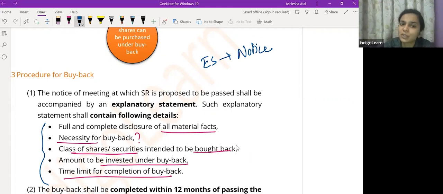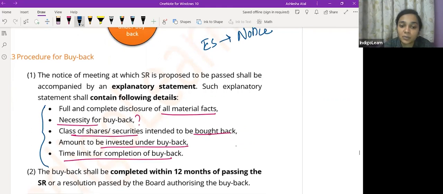So we'll have to give in all the details, we'll have to give in all the information to the members, whoever is going to vote. उनको पहले से पता होना चाहिए ना buyback क्यों कर रही है कंपनी, कितना अमाउंट का बायबैक है, कौन से शेयर्स बायबैक हो रहे हैं, कितना टाइम लगेगा बायबैक कंप्लीट करने के लिए. Everything should be clearly stated.